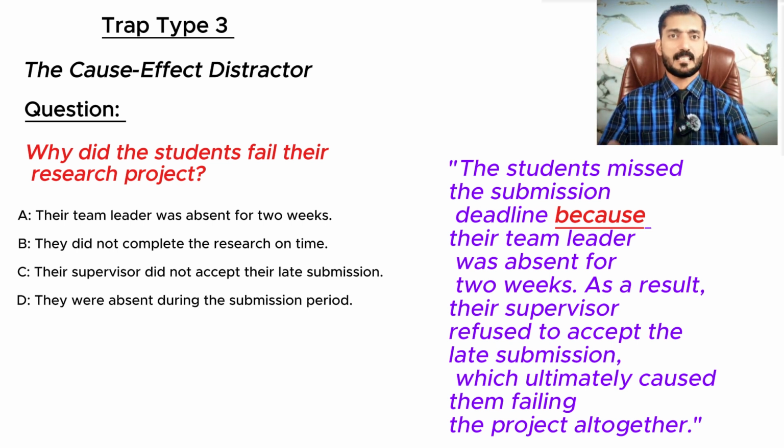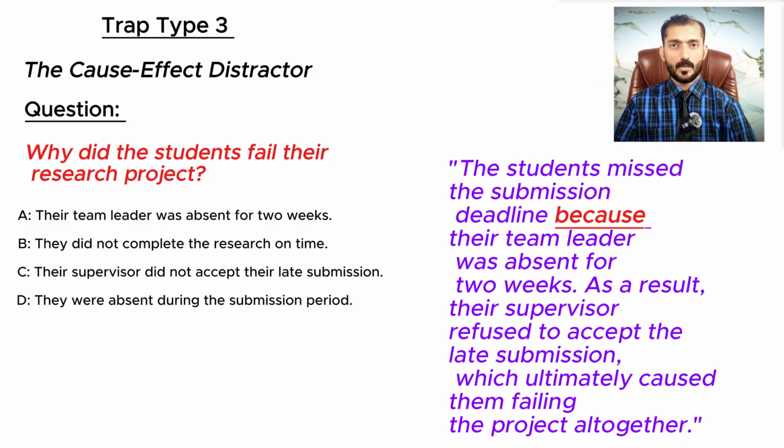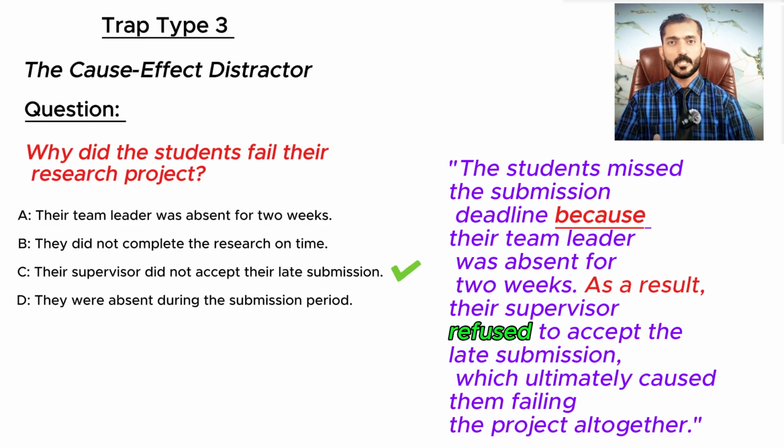Option B paraphrases the outcome phrase missed deadline with did not complete on time using different words, so it clearly becomes a distractor. The audio says the supervisor refused to accept the late submission, which confirms the paraphrasing did not accept in option C, making it the correct answer. Option D swaps team leader with students, and this option catches listeners who heard absent but missed exactly who was absent.